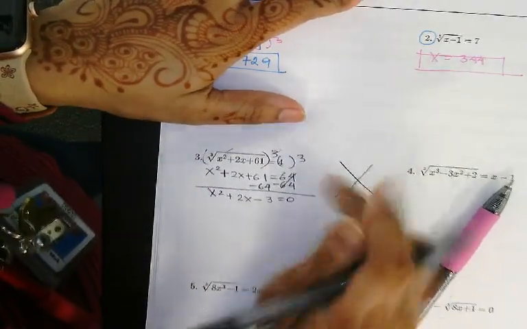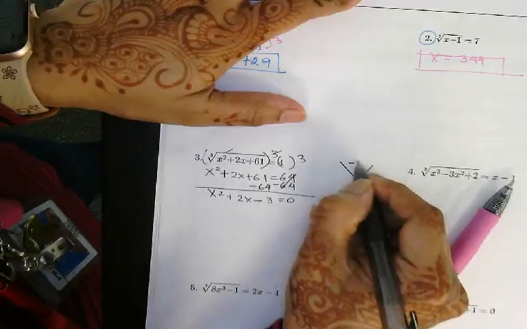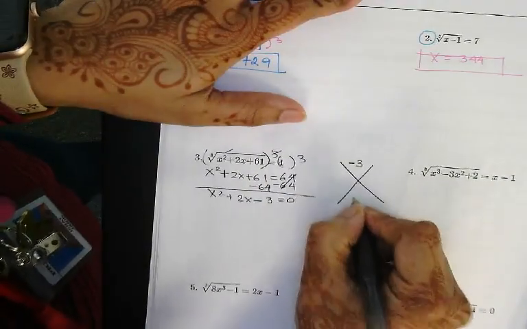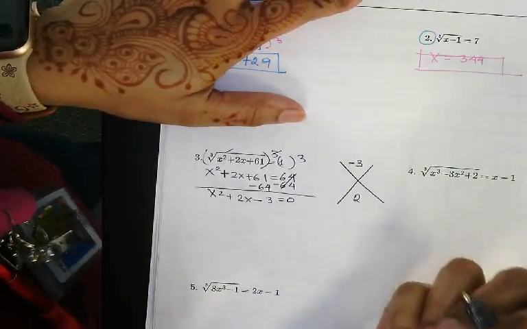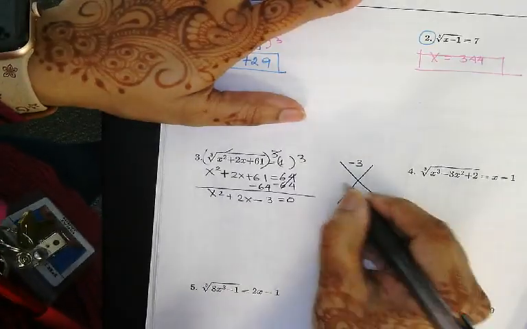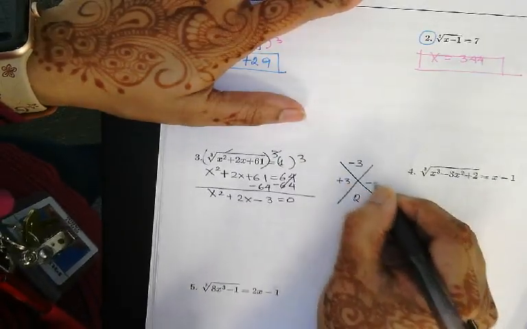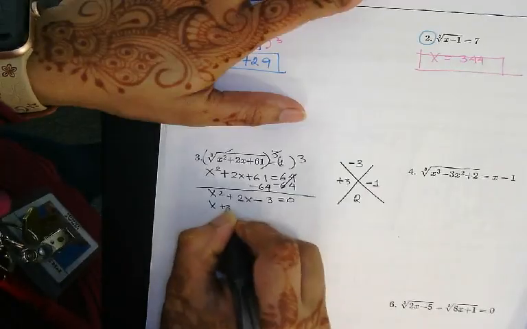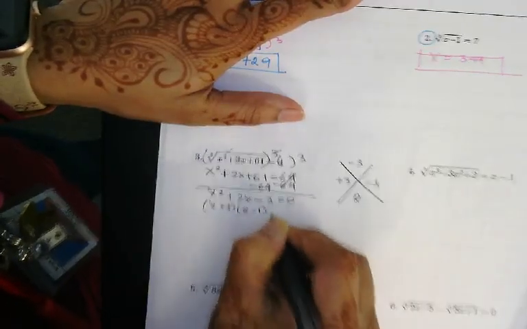What goes on the top in the cross? Negative 3 goes on the top. What goes at the bottom? Great. Give me the factors. Positive 3 and negative 1. Great. x plus 3, x minus 1.